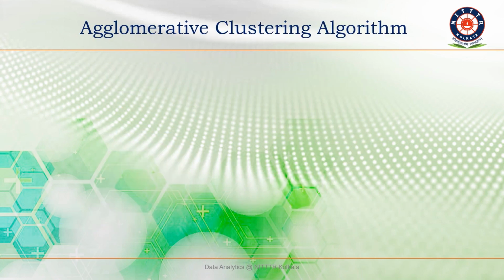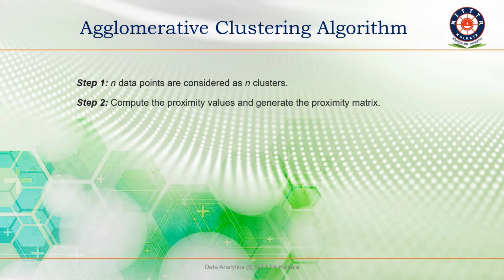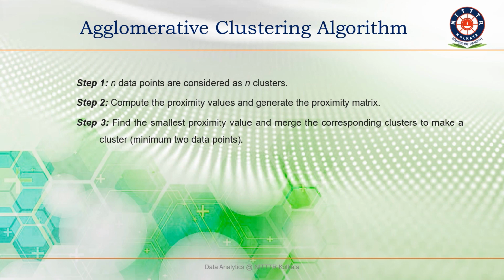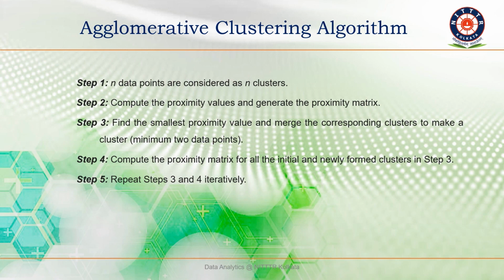Now, let us understand the algorithm of agglomerative clustering, where we start with the n data points, compute the proximity values and generate the proximity matrix. Then find the smallest proximity value and merge the corresponding clusters into a cluster having minimum 2 data points. Now, compute the proximity matrix for all the initial and newly formed clusters in step 3 and repeat steps 3 and 4 iteratively until all the data points converge to a single cluster.